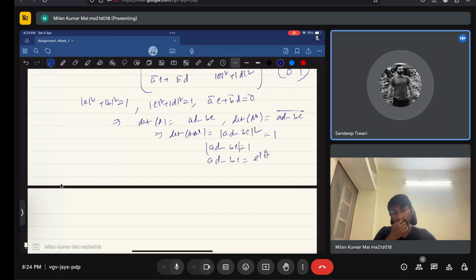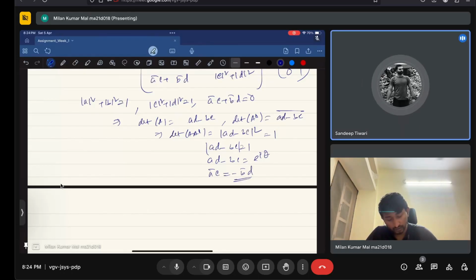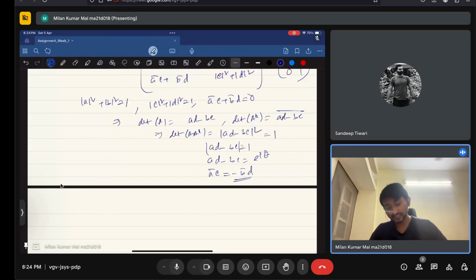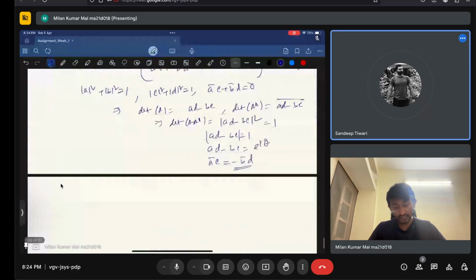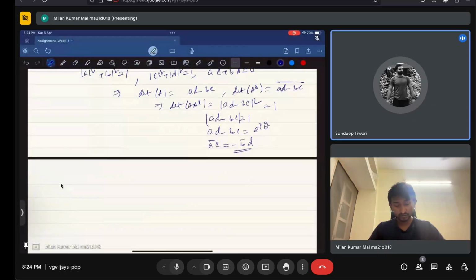First write it. Then A bar C is equal to minus B bar D. That's true. Now assume A and B; there will be two cases. If A and B are non-zero, then we can divide. Then you can introduce one determinant. Obviously A and D can't be simultaneously 0.